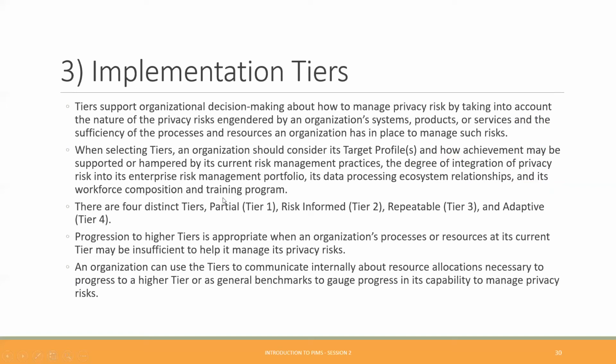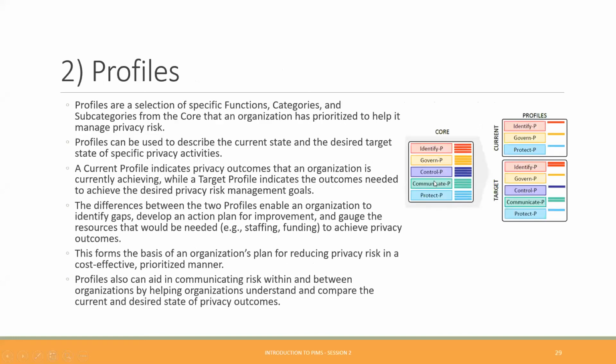In this case, at the first level, it is partial. Then the second case, we know the risks are there. We know what risks are there. So there are certain things which are repeatable. We are doing that. Adaptive is the next level that we have. So these are the 4 levels that we are going to implement at every function that we have.